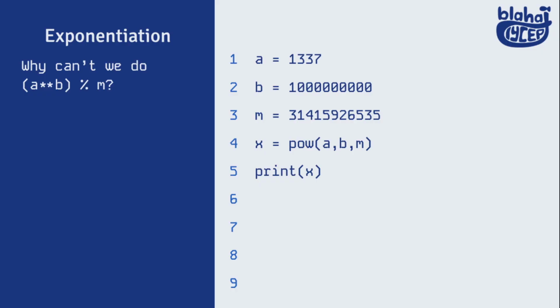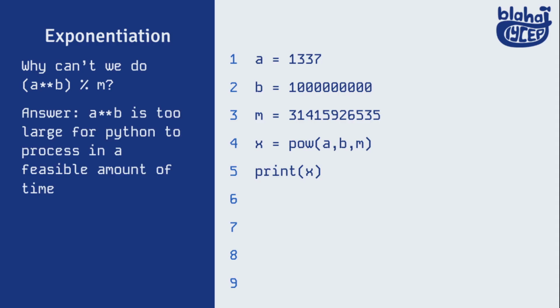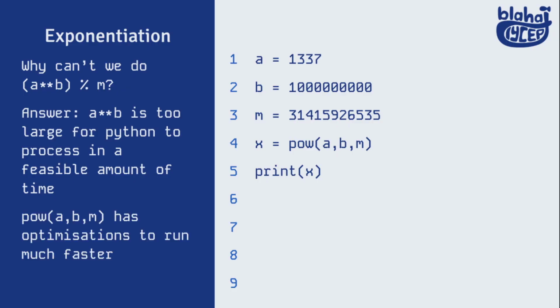Think about how processing works, and what is the value of 1337 to the power of 1 billion. Number too large. Yep, the number is way too large. It will not even finish. And GTA 6 will probably release before the first one finishes running.